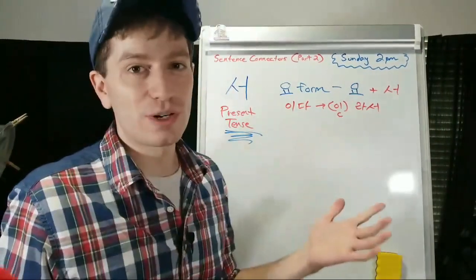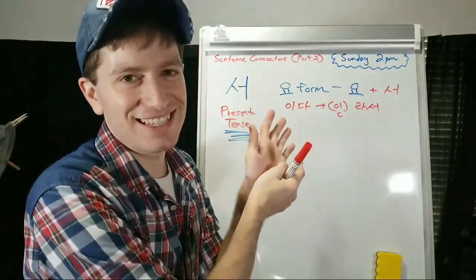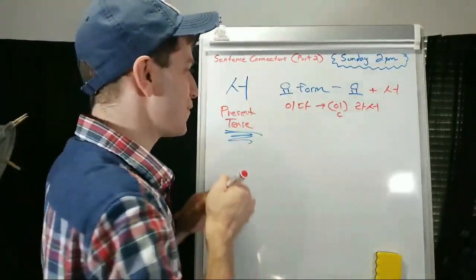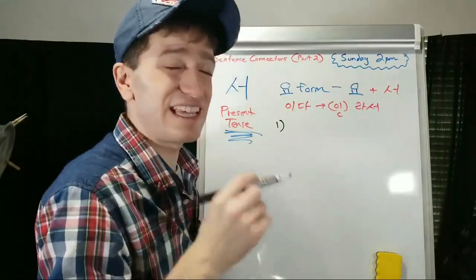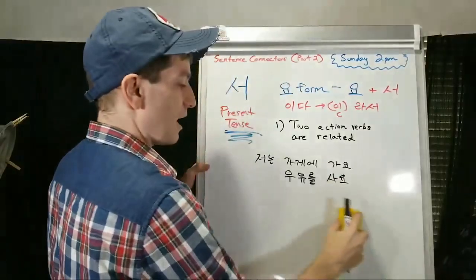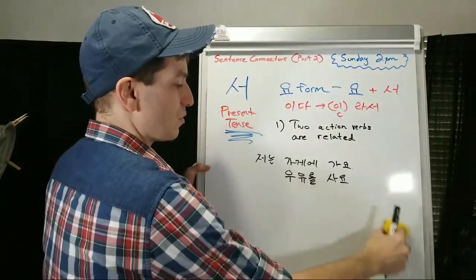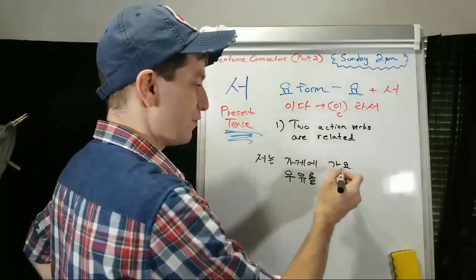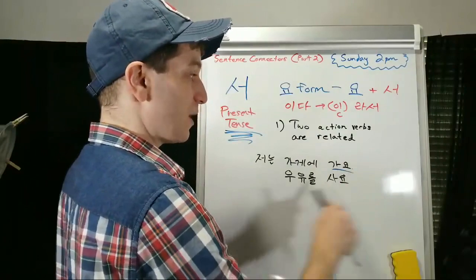I haven't even told you what it's used for. I've just taught you how to make it. It has 2 main usages, and the first use is specifically this shows that 2 verbs are strongly related. So I go to the store, I buy milk, right? So these sentences are related. The verb 가요 is related to the rest of the sentence.